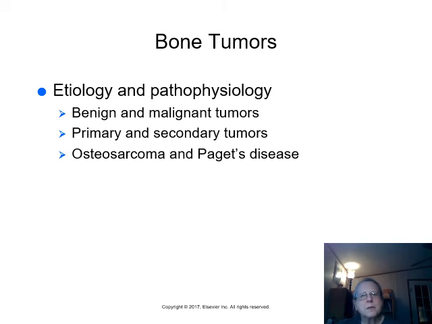Last but not least is our bone tumors. Once again, we have benign and malignant kinds of tumors. Either one, malignant is going to move and grow and go into other parts of the body. A benign is usually encapsulated, stays right there.